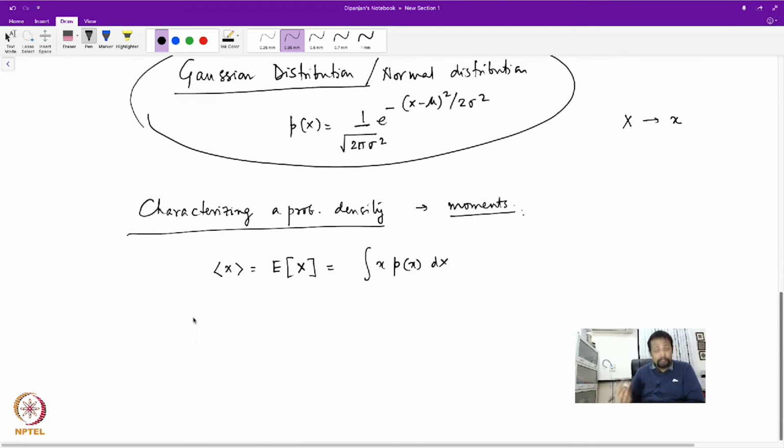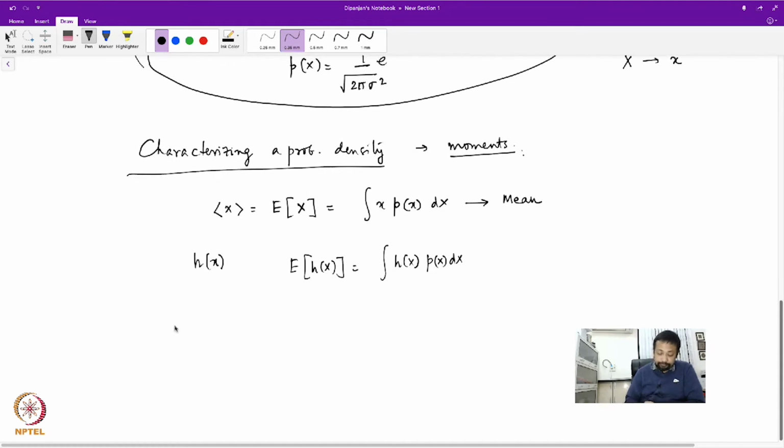If you define a function h(x) of this random variable, then the average of h(x) is the integration of h(x) p(x) dx. Of course, you have to put in the range. This one is called the mean of the probability density.